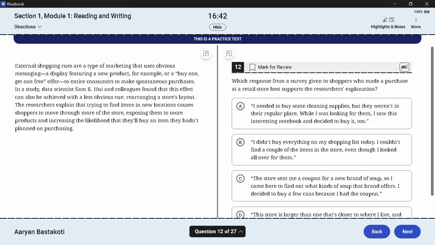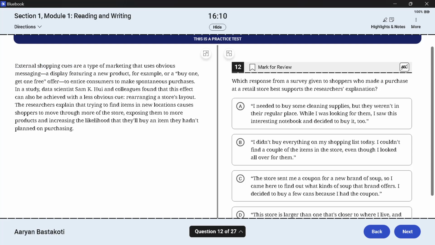So, which response from a survey given to the shoppers who made a purchase at a retail store best supports the researcher's explanation? External shopping cues are a type of marketing that uses obvious messaging, a display featuring a new product, for example, a buy one get one free offer, to entice customers to make spontaneous purchases. Okay, this is a technique to make customers buy things. In a study, data scientists and colleagues found that this effect can also be achieved with a less obvious cue, rearranging a store's layout. Okay, this can also be achieved with less obvious things.